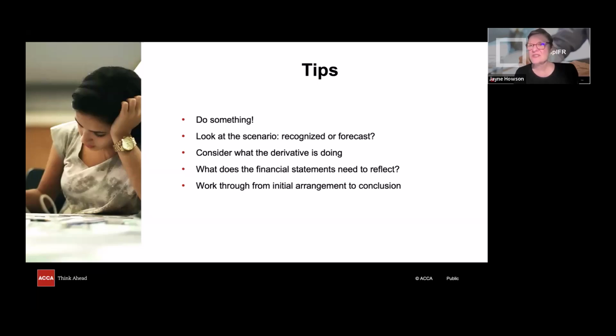Consider what the derivative is doing. It is fixing the amount of money that you will pay or receive for goods or in foreign currency. Think about what the financial statements need to reflect. Make sure that you show the sale or the cash at whatever value it needs to be. And then work through from the initial arrangement all the way through your journal entries to get to your conclusion.